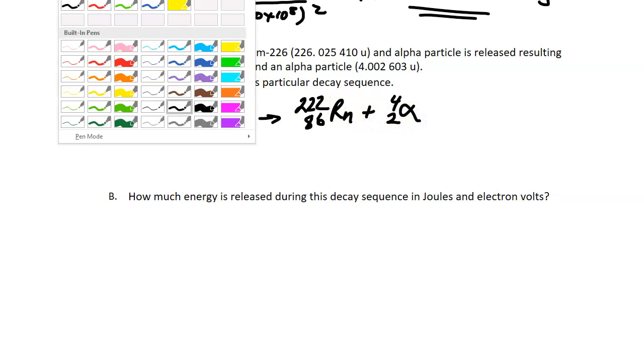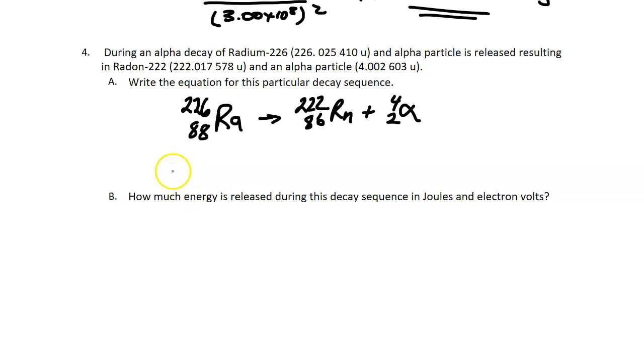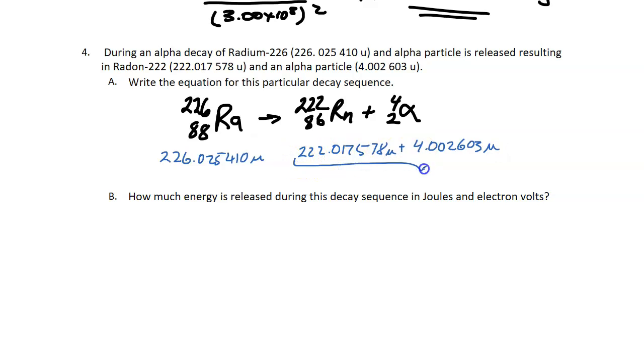Now we've been given the mass of each of these particles in atomic mass units. This one is 226.025410 atomic mass units. This one is 222.017578 atomic mass units, and the alpha particle is 4.002603 atomic mass units.